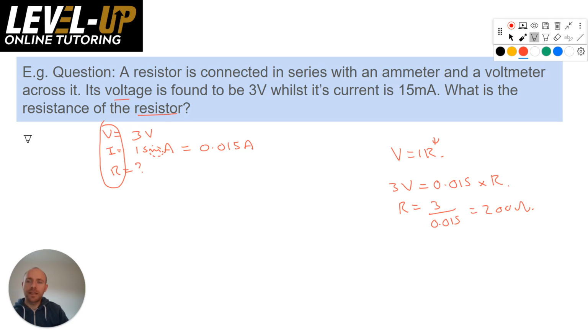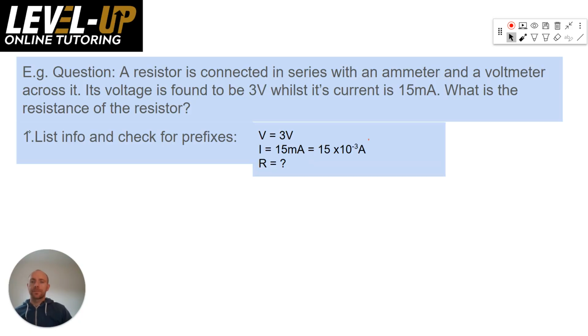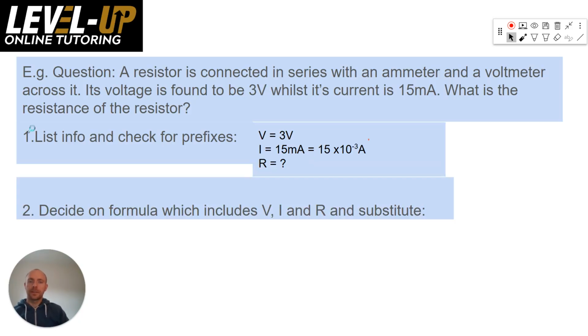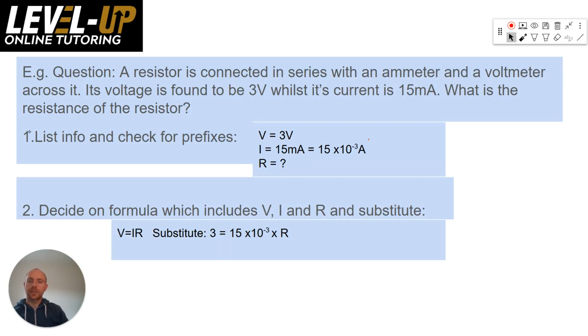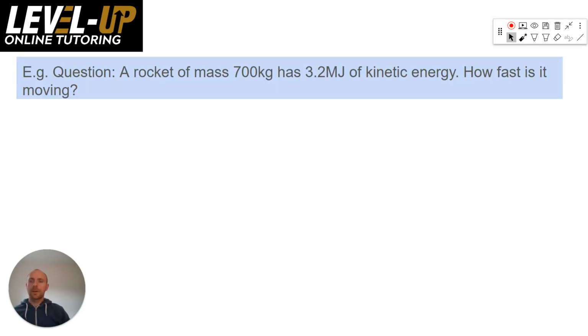Okay, I've gone through that. I've written that down in this case because it's the first one. I'll show you the working now, printed out. Hopefully that will be equally clear. So there's your information. Substitute, rearrange, and there's your answer. Example number 2. A rocket has a mass of 700 kilograms and 3.2 megajoules of kinetic energy. How fast is it moving?